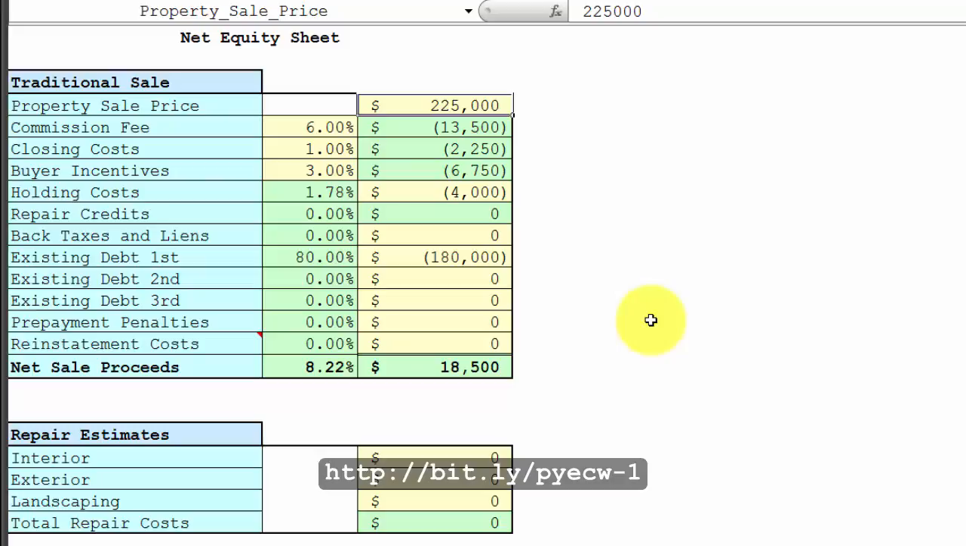You would then take out a net equity worksheet and begin subtracting all the costs of closing. 6% is about average for real estate commissions, closing costs, buyer incentives, holding costs. It could take 1 or 2 months, maybe more, to sell the property and close. Then you have the existing debt to pay off, the net equity $18,500.